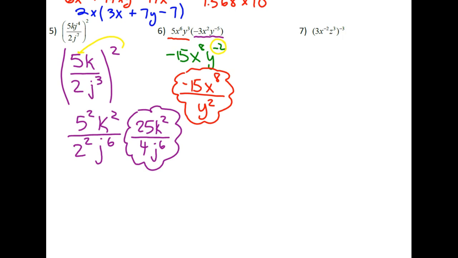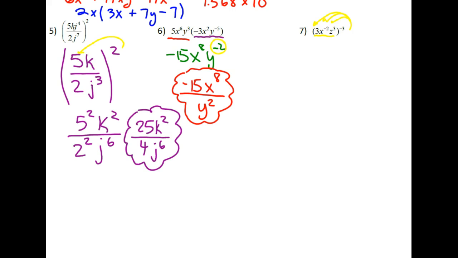All right, last one, number 7. We have this whole thing. We've got a bunch of negative exponents going on here. Nothing really to clean up inside of the parentheses. I can't really do anything there, except I guess I could move that x to the negative 2nd down. But let's see what happens when I take this power to everything in there.